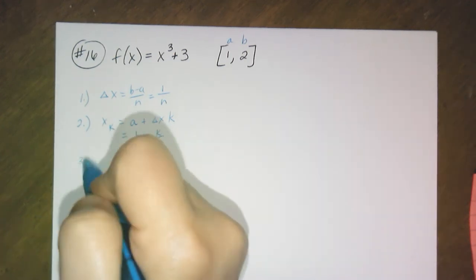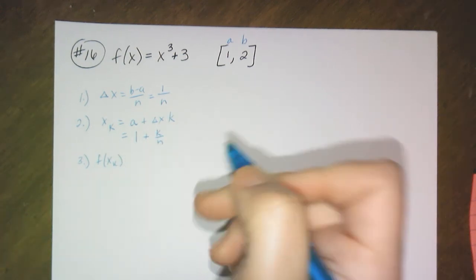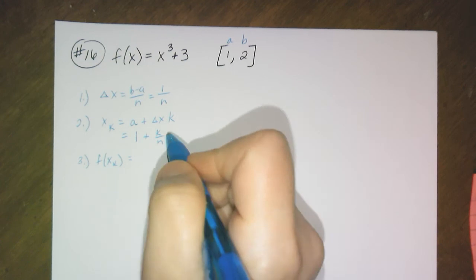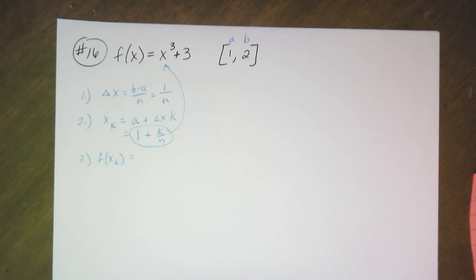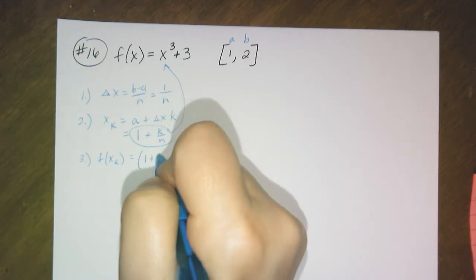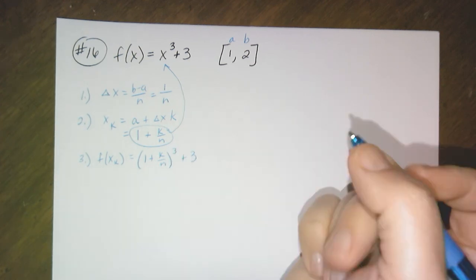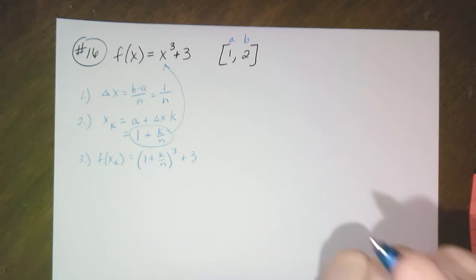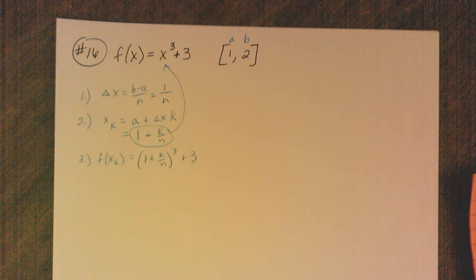And then step number 3, f of x sub k. And that would be, now you're going to take this and plug it in everywhere you see an x in that function. Ooh, that's a tough one. 1 plus k over n, cubed, plus 3. Yes, you have to cube it. But you're going to trust me for the sake of time. And I have already factored it for you. Let me turn off this light. It feels like there's a glare. That's a little better.